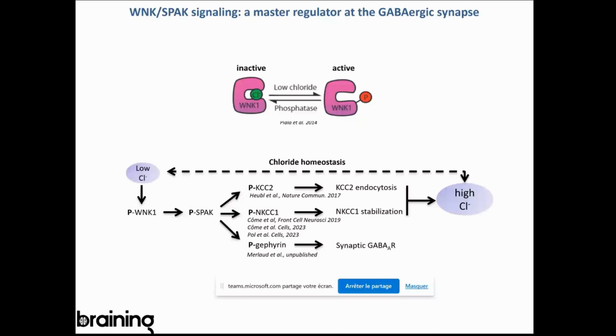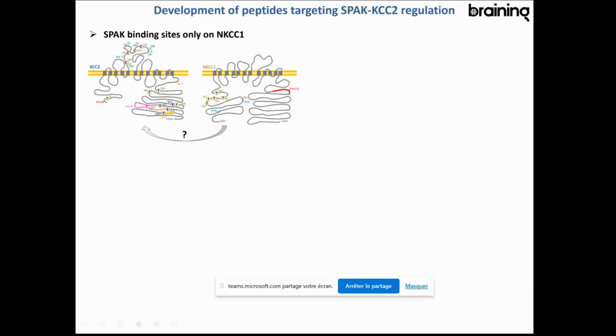So we believe this kinase could be a new target in the pathology. And we showed that in epilepsy, for instance, you have a huge activation of this kinase. So the aim is to block this kinase to prevent the internalization, the endocytosis of KCC2, and therefore the increase in the intracellular chloride and the depolarizing excitatory action of GABA in these neurons. So we are searching for a new mechanism of regulation of this KCC2 through this kinase.